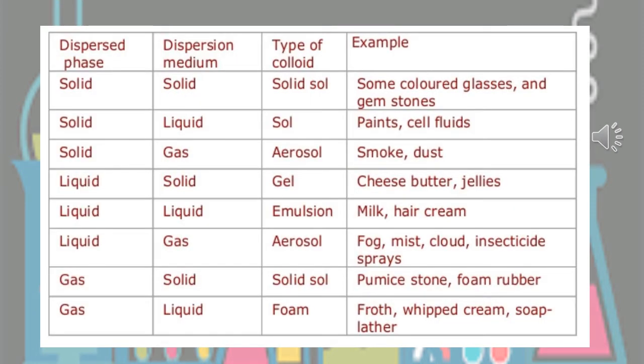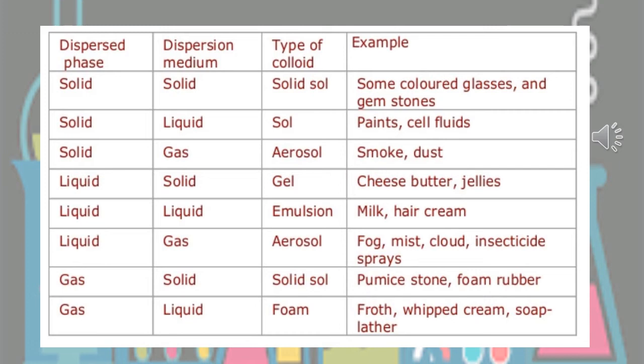These were a few classifications of colloids based on the physical state of the dispersed phase and dispersion medium. If the dispersed phase is solid, then the dispersion medium is also solid. A few examples are alloys, colored glass, gems, etc. It is also known as a solid solution.